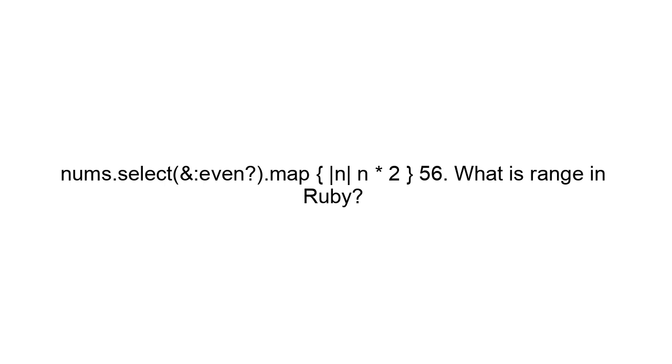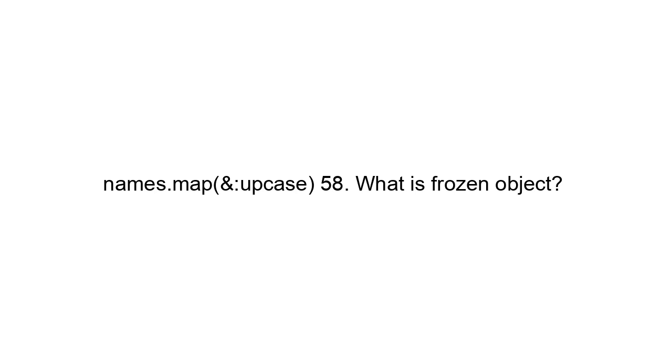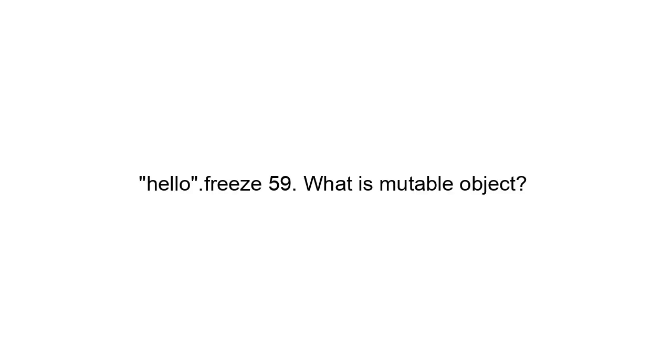56. What is range in Ruby? Sequence of values. Example: 1..10. 57. What is symbol to proc shortcut? Shorter block syntax. Example: names.map(&:upcase). 58. What is frozen object? Immutable object. Example: "hello".freeze.